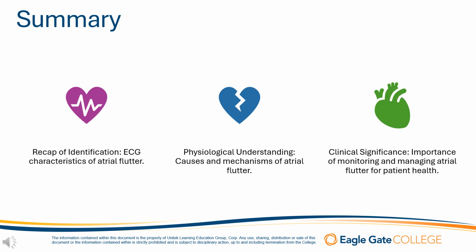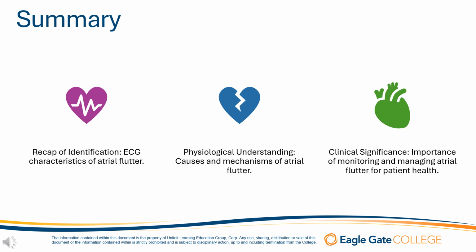The AV node serves as a gatekeeper, blocking some of these rapid impulses to protect the ventricles from excessively fast rates. This results in the characteristic P to QRS ratios seen on the ECG. By understanding these mechanisms, we can appreciate why atrial flutter presents with its distinct ECG pattern and why managing the ventricular rate is crucial to prevent complications.